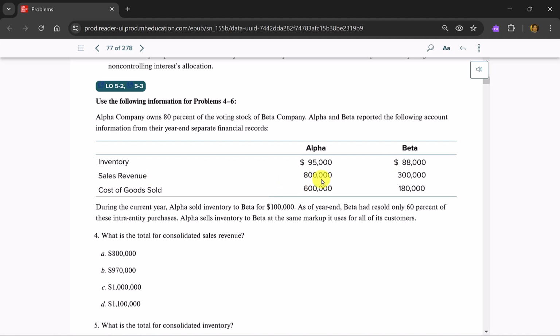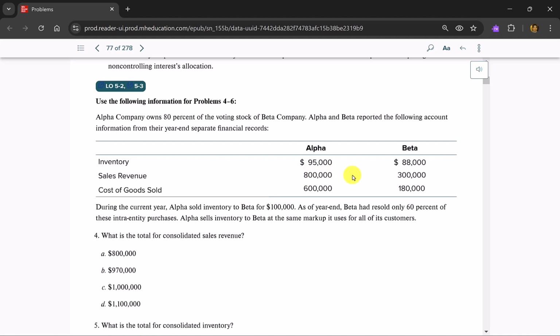Sales revenue, included in this 800,000 is sales also made to Beta, so that has to be backed out. No sales were made from Beta to Alpha, so this 300,000, all of it was to outside parties, so we don't need to adjust that. Cost of goods sold, this includes what was sold to Beta, and that has to be adjusted. This 180 possibly includes some of the cost that was purchased from Alpha. Okay, so we need to know how much was sold by Alpha to Beta. And here we're told it was $100,000. This 100,000 is included in this 800,000.